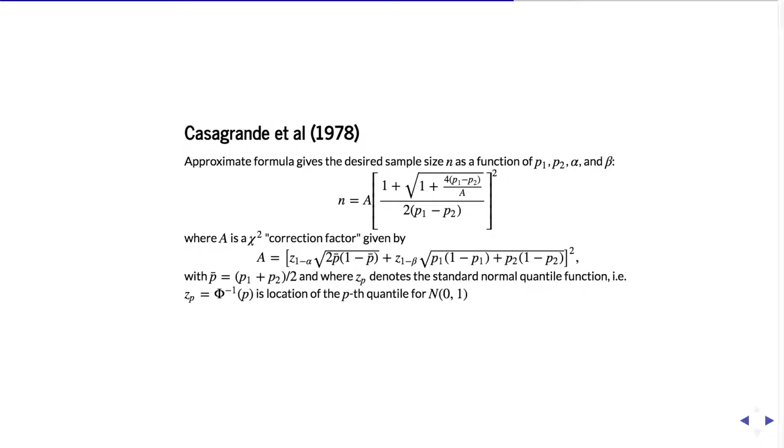I won't go through the derivation because I don't fully understand it, but basically there's a formula that gives you the desired sample size. There's some chi-squared correction factor that is their improvement over the last person who did this. But at the end of the day, you can put in those numbers and you get out an n.